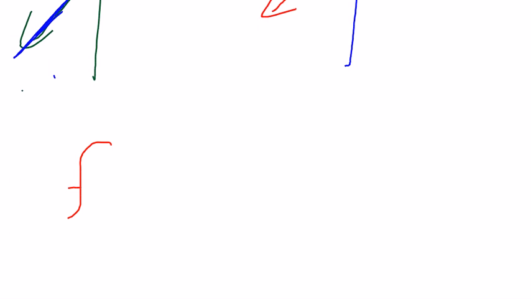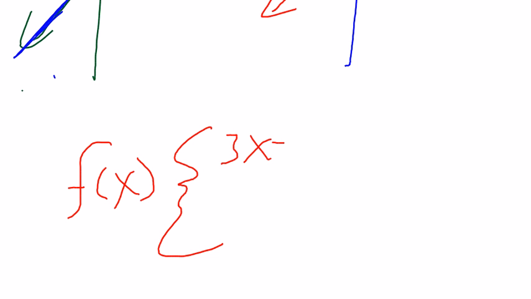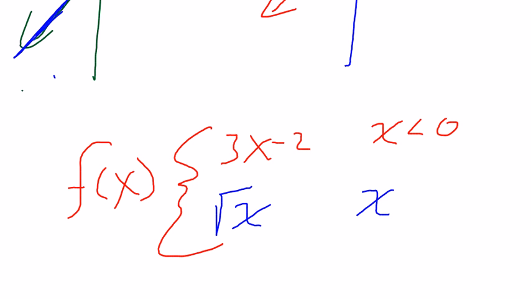So we're just going to put two functions together. And so how we note two functions are together, we just do f of x, and we set up 3x minus 2 for x less than 0, and we'll do my favorite graph. We'll do the square root of x, where x is greater than or equal to 0.